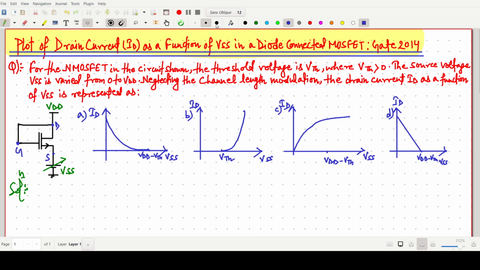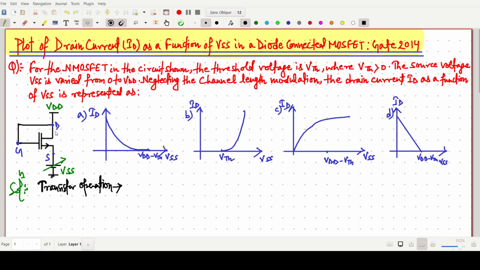So in this case, we have to plot the ID as a function of VSS. From the options, we can also observe that ID versus VSS curves are given, and we have to neglect the channel length modulation. So first we have to think in which mode the transistor is operating. First thing we have to think about is the transistor operation, in which mode it is working.